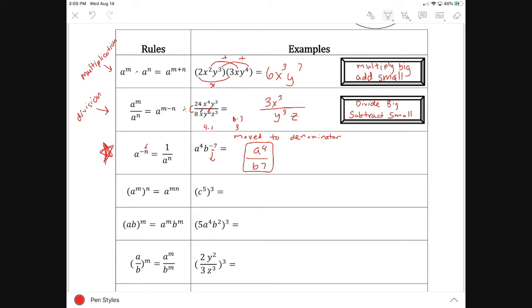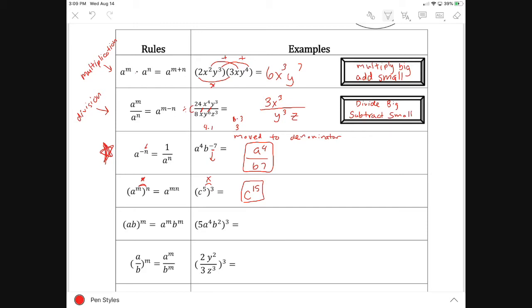Next one we're going to have is we have our a to the m, and then the whole equation to the n. So we're actually going to multiply those two together. It's like we're distributing in. So we've got c up 5, up 3. So we end up with c up 15 because we just multiply the two exponents together.